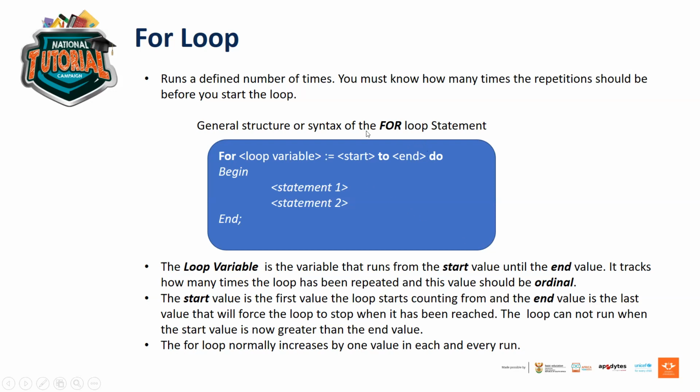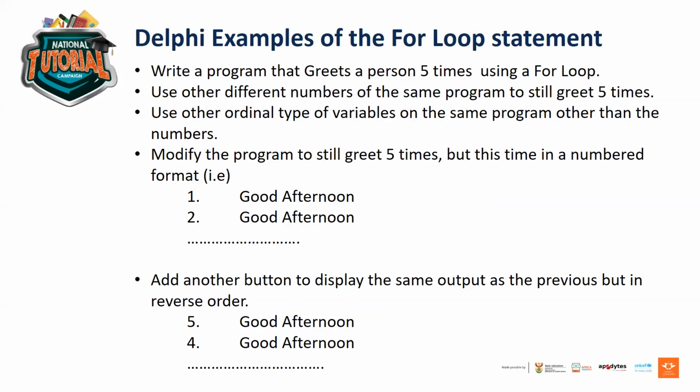So there you are. This is the general structure of the for loop. We'll actually look at it when we are coding so that we see how we can apply it in a particular program. I've given you examples. We're going to move over to Delphi and look at examples of how to apply this. But I'm generally going to be following this question.